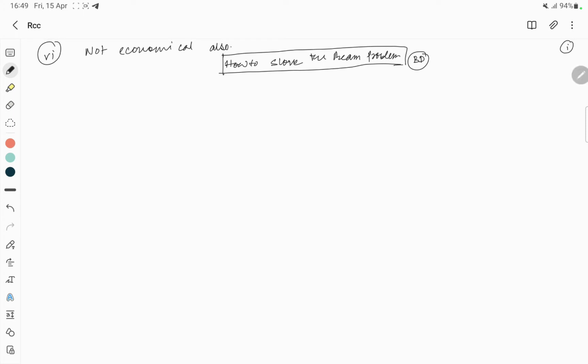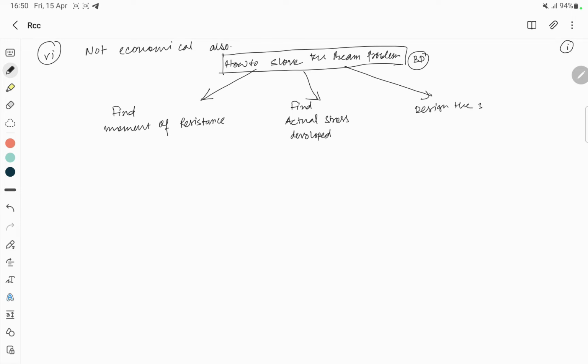So basically, in beam design we categorize the maths or problems into three different methods or three different zones. One, you have to find the moment of resistance. Secondly, find what is the actual stress developed. And third, we have to design the section for a given loading condition. So today in this video I'll discuss the first one. Next video we'll talk about the second one. Next video we'll talk about the third one.